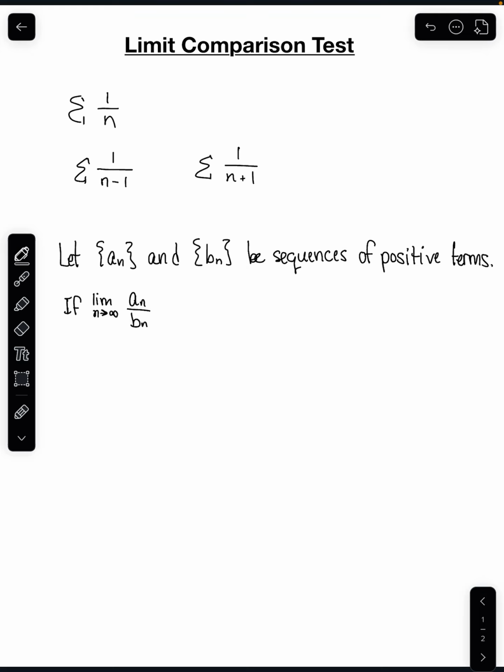And it doesn't actually matter which one is on the top. Without loss of generality, I'm just putting a sub n on the top. If this limit comes out to be a finite value L, if the limit exists, then that means that the terms of the sequence a sub n and the terms of the sequence b sub n are shrinking at a comparable rate. Or I should say, changing at a comparable rate. And what that means is that if one of them is known to diverge, then the other must also diverge. If one of them is known to converge, then the other must also converge.